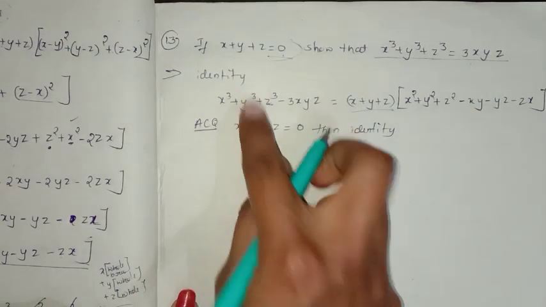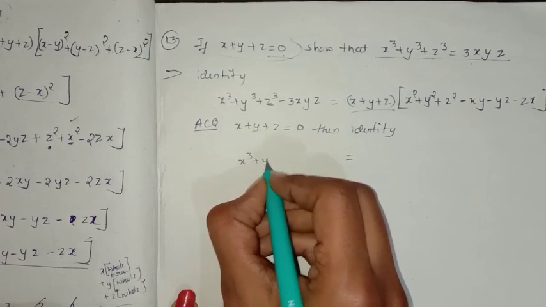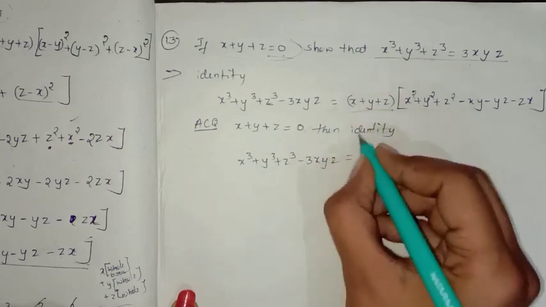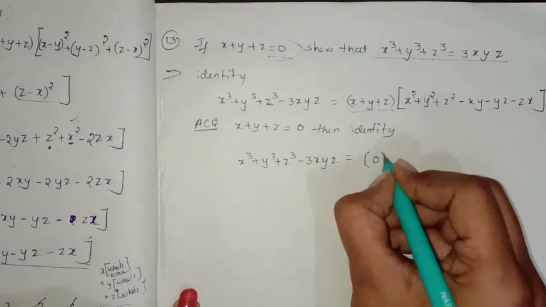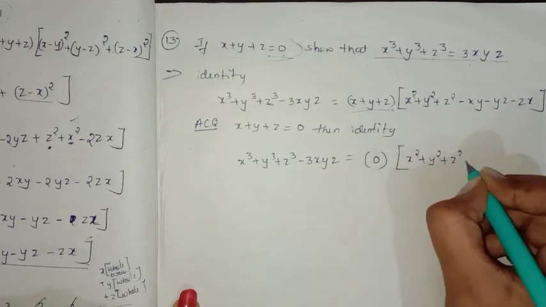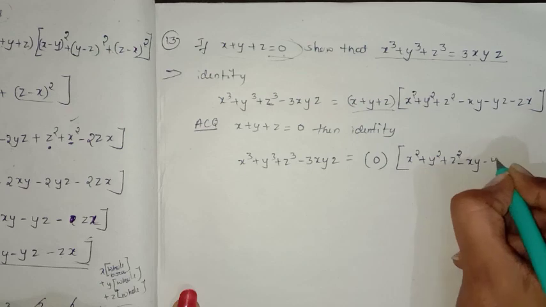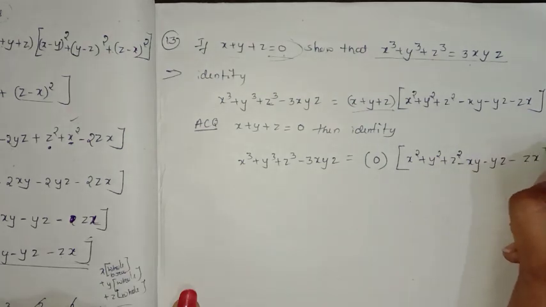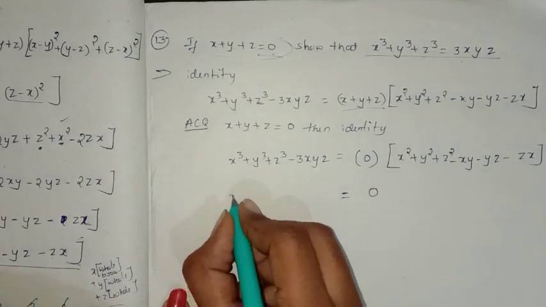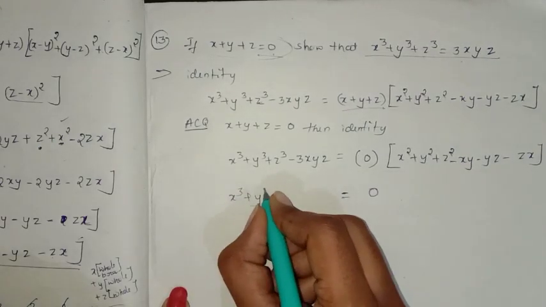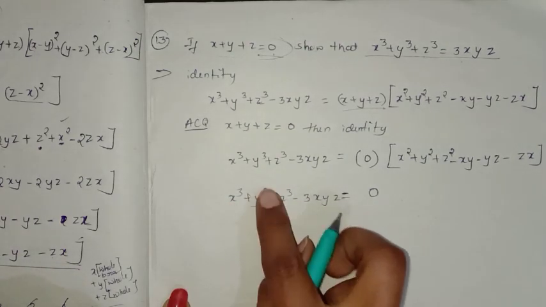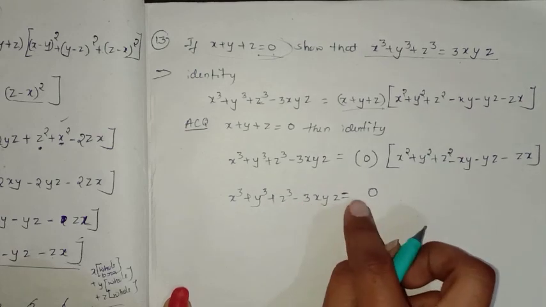x cube plus y cube plus z cube minus 3xyz, which is equal to x plus y plus z, which is 0, multiplied with x square plus y square plus z square minus xy minus yz minus zx. So 0 multiplied with any number, the answer you will get is 0 only. That means whatever the LHS is, we will keep as it is. Now you can observe x cube plus y cube plus z cube minus 3xyz is equal to 0.